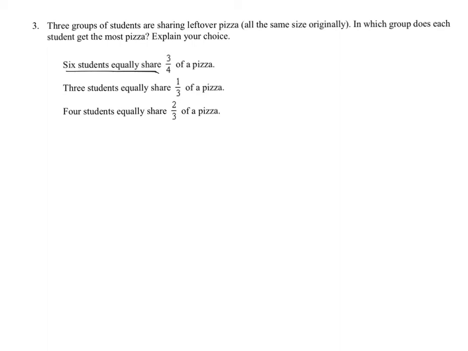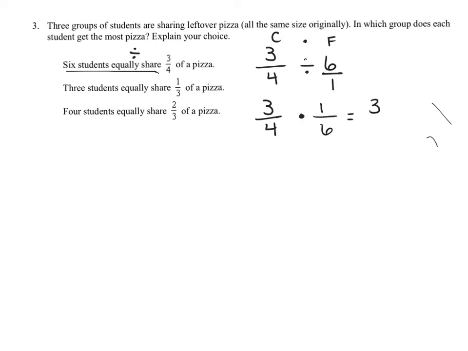Well, when you see equally share, division should pop in your mind. So 6 students are getting that. So we should be thinking 3/4 divided by 6. Well, we know that we need to change 6 to improper, so that would be 6/1. And then when we're dividing fractions, we are going to multiply by the reciprocal, or our little quick reminder is copy dot flip. So which would give us 3/24. So they would get 3/24 of that pizza.